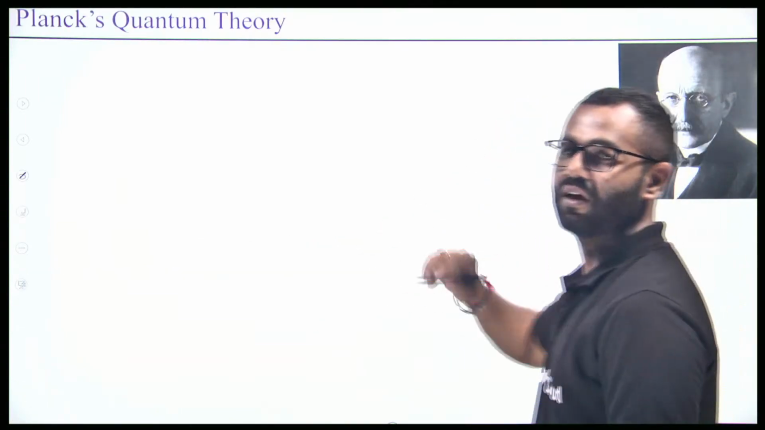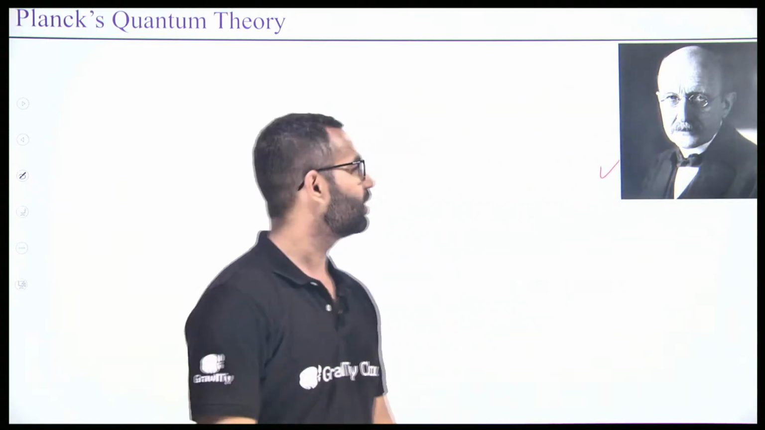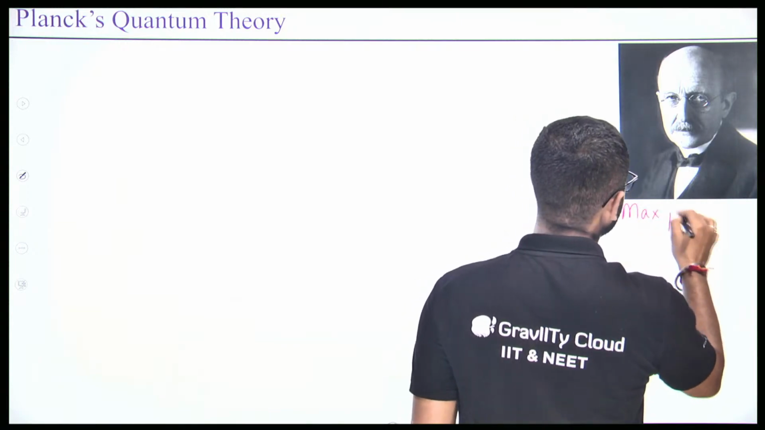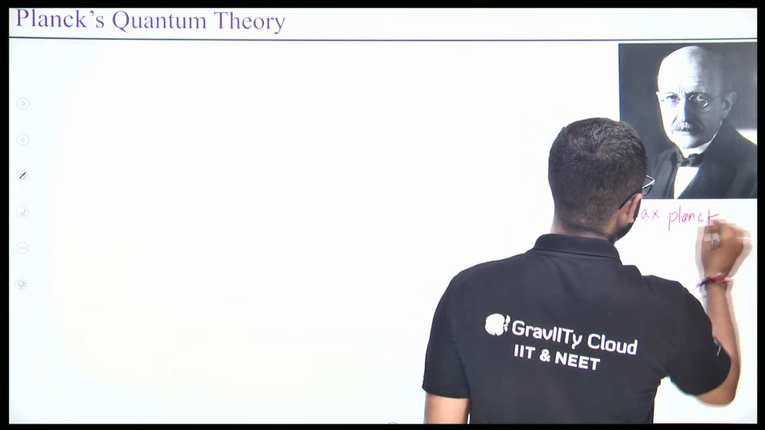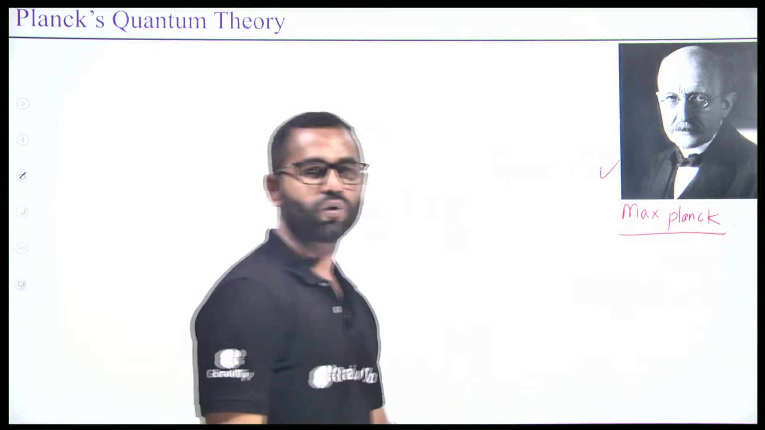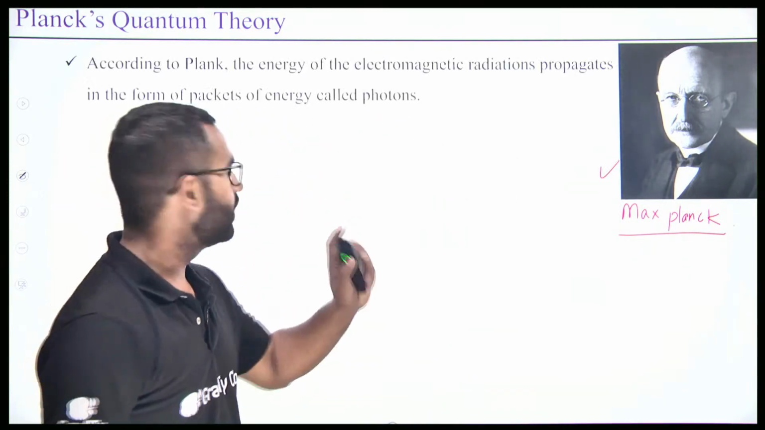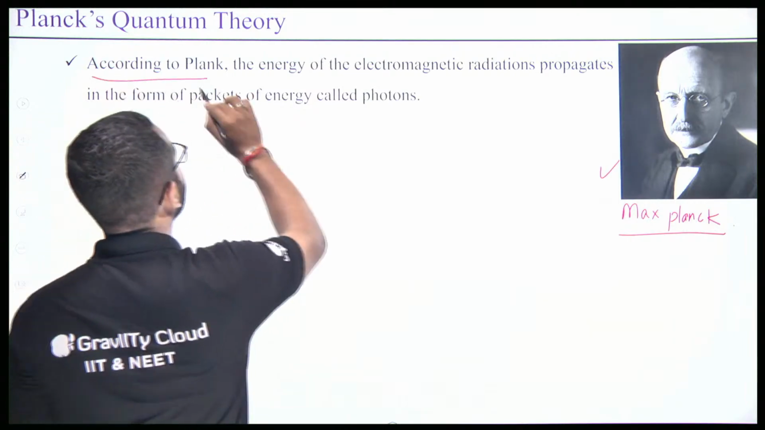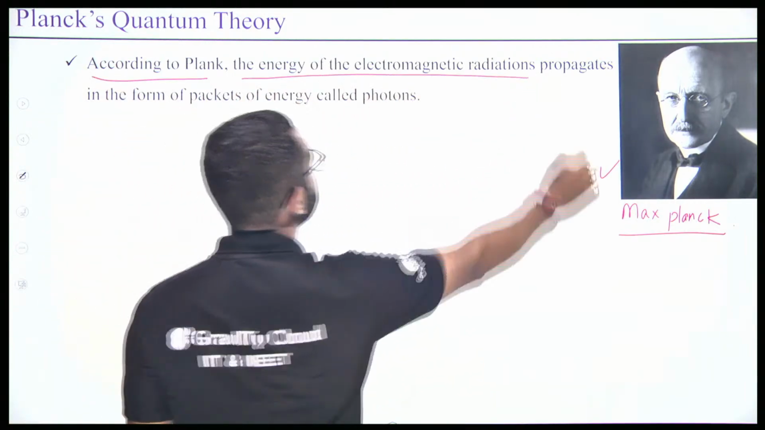He is the major scientist who is responsible for this theory. His name is Max Planck. Max Planck is the scientist who gave us Planck's quantum theory. Now according to this theory, according to Planck, the energy of the electromagnetic radiations.